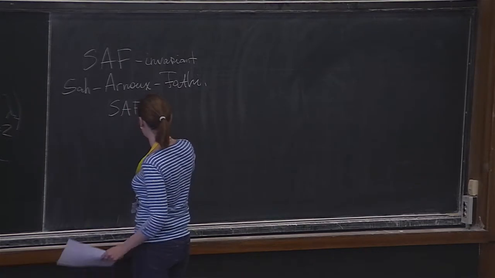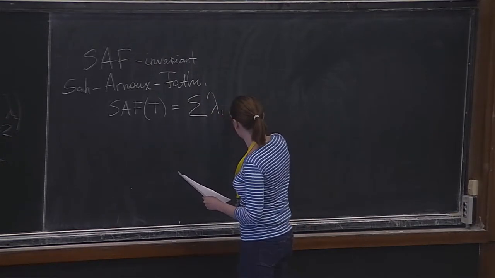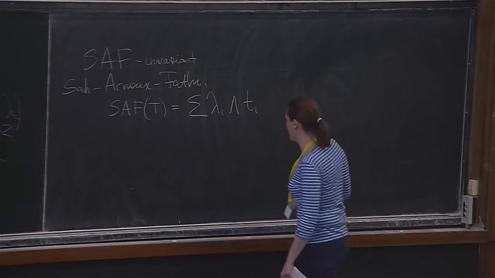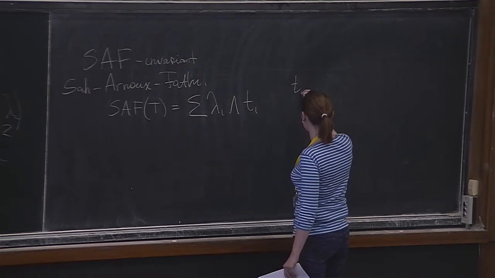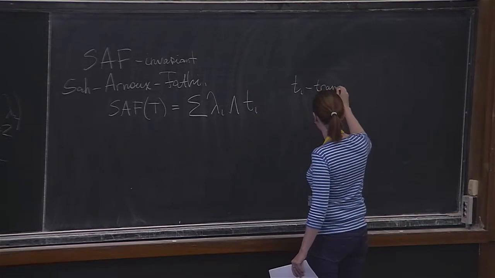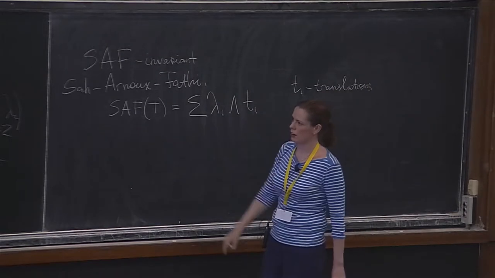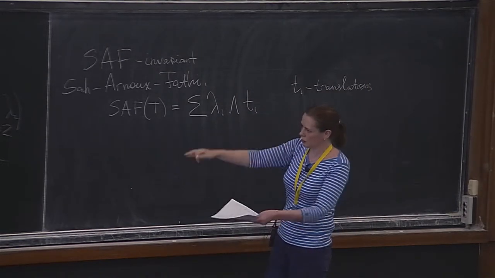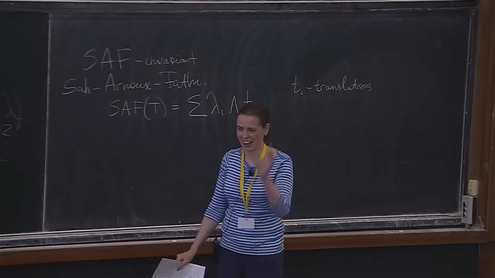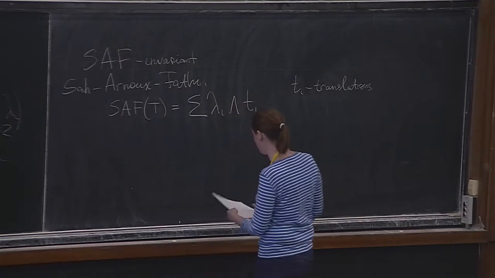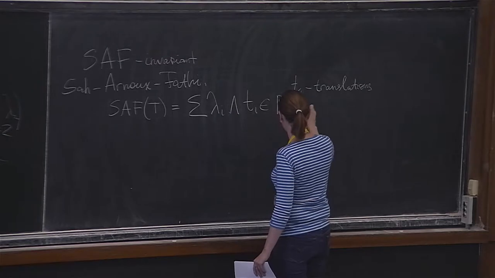So this SAF of T is a sum of exterior products of lambda_i and t_i, where lambda_i are just lengths, and t_i are translations. What do I mean by translations? Well, when we consider the interval and an interval exchange transformation, when we apply our map, it is translated. So the length of the distance on which it was translated is a translation. And so this invariant lives here.